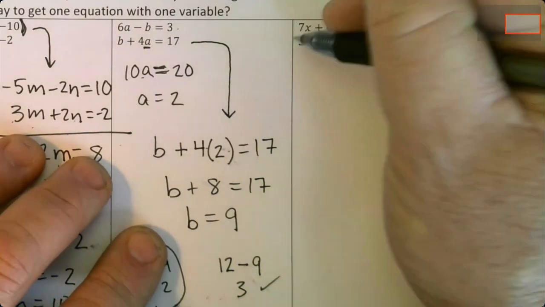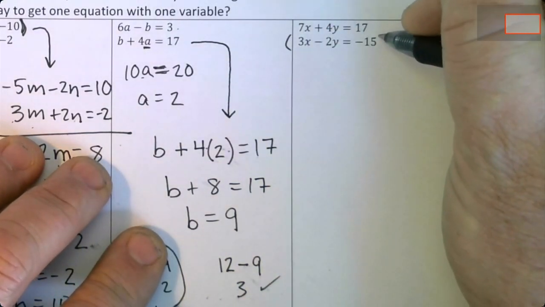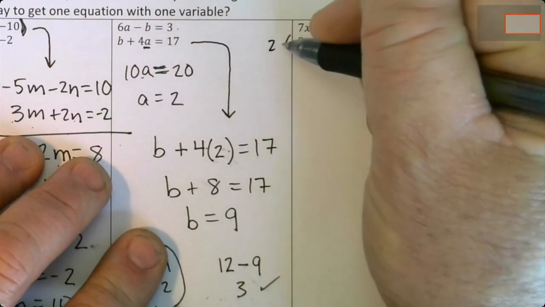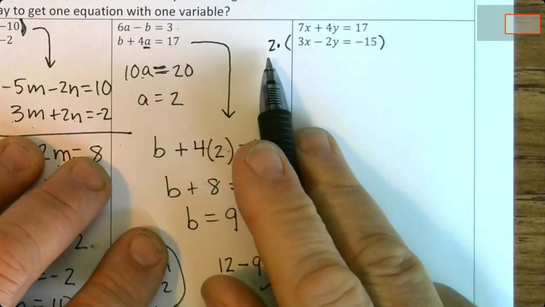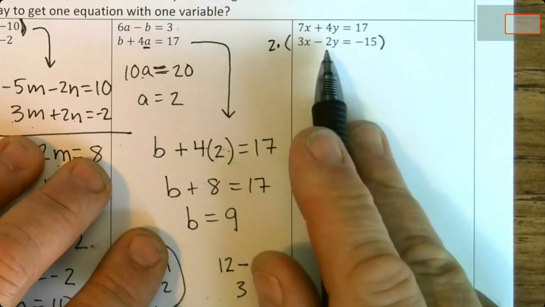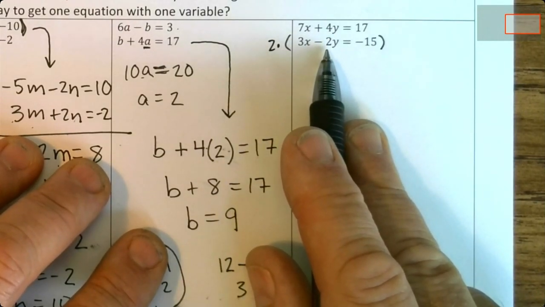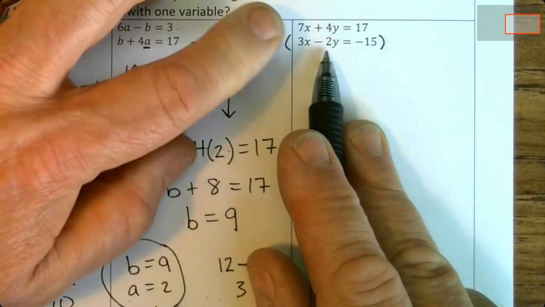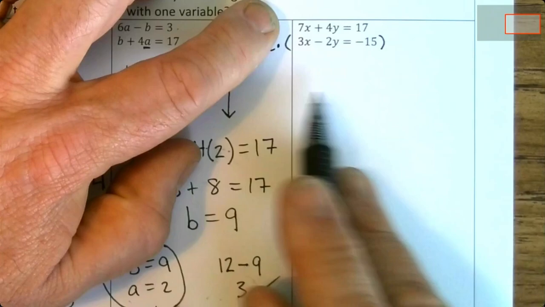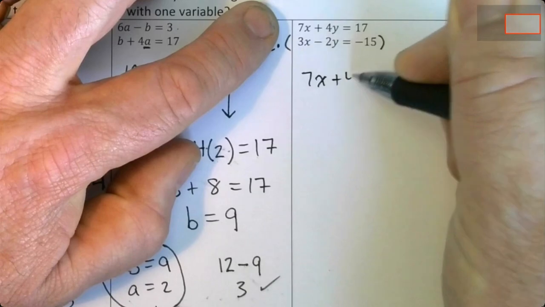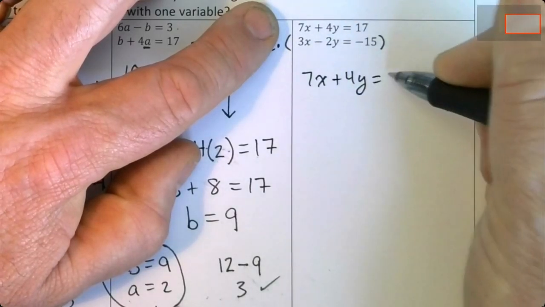So what I'm going to do is take the second equation and multiply it through by a positive 2. And if I multiply it through by a positive 2, this 2 times negative 2y is going to become a negative 4y. I don't really have enough room here, so I'm going to rewrite the top equation. 7x plus 4y is 17.